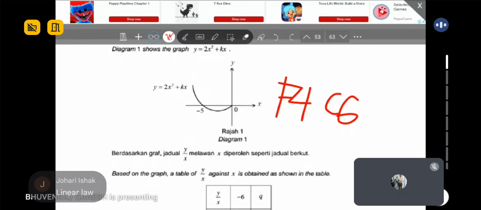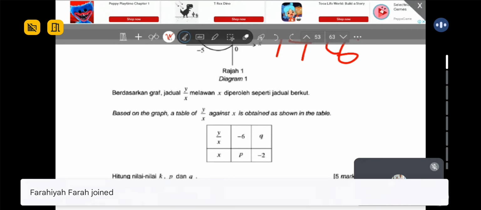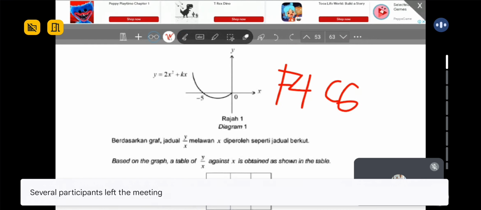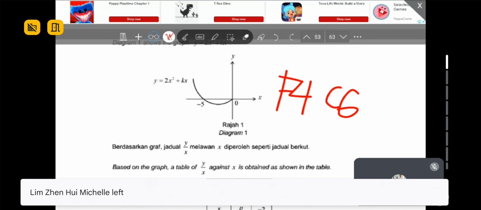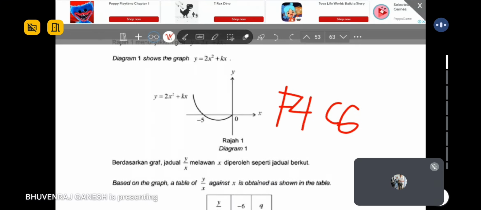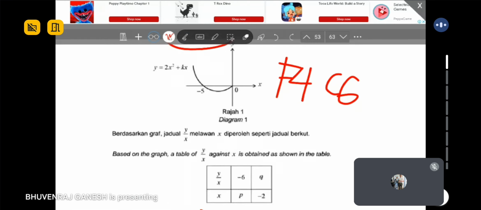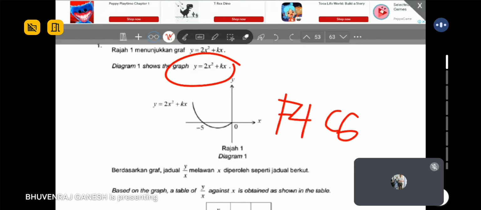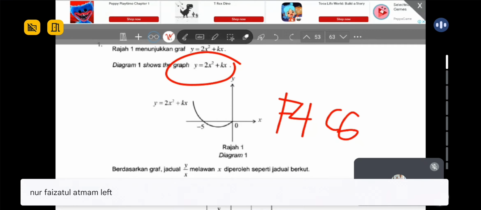Correct. Okay, so the question is, you must find the value of K, P, Q. Kamu kena cari 3 nilai ni. Okay, first step, linear law guys. What must you do? Selalu dalam hukum linear, kamu akan buat step mana dulu? What's the first step? Okay, this is our equation, persamaan kita. So now, what should I do to the equation? Saya kena buat apa pada persamaan tu?